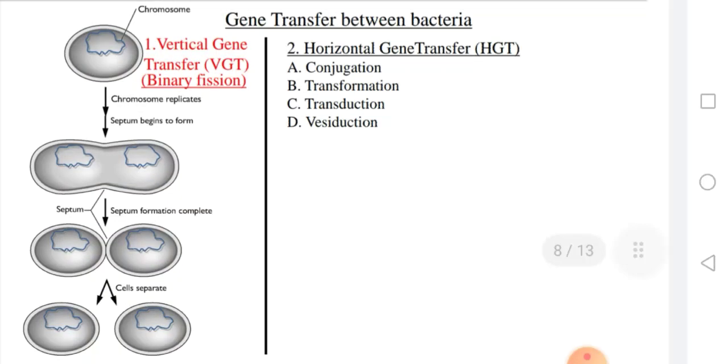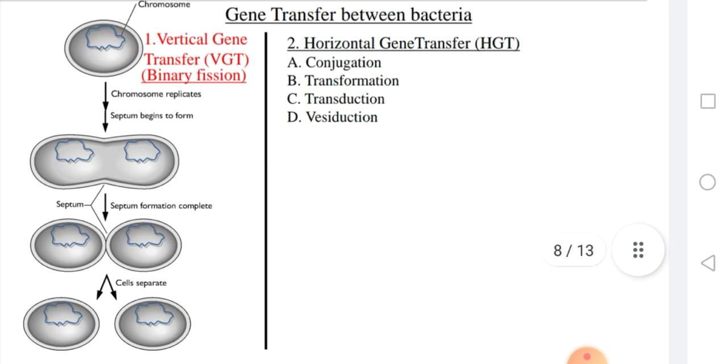Gene transfer between bacteria. One, vertical gene transfer; two, horizontal gene transfer. In the vertical gene transfer, this is by binary fission, division. The mother bacterium divides itself into two daughter bacteria. Here, the horizontal occurs through one of the four ways: conjugation, transformation, transduction, and vesiduction. Let us take them one by one.